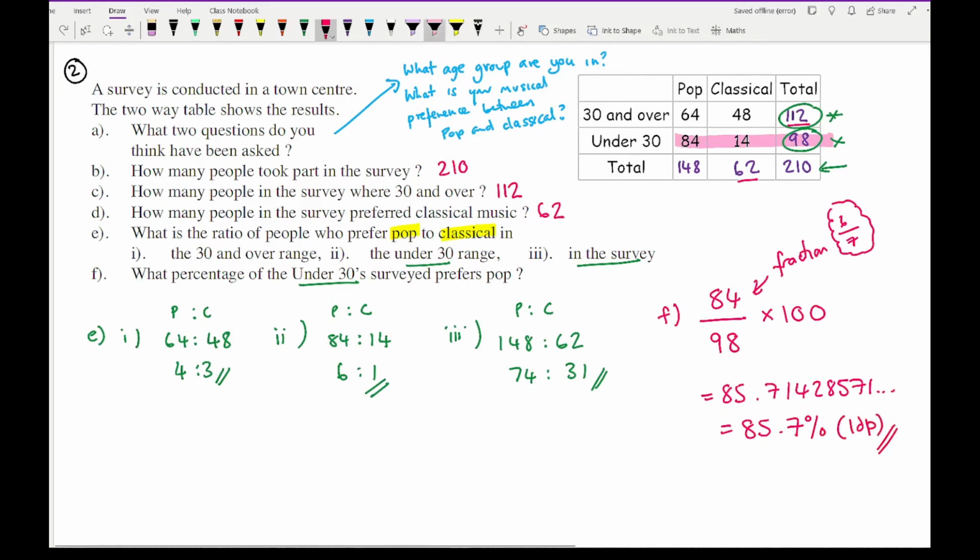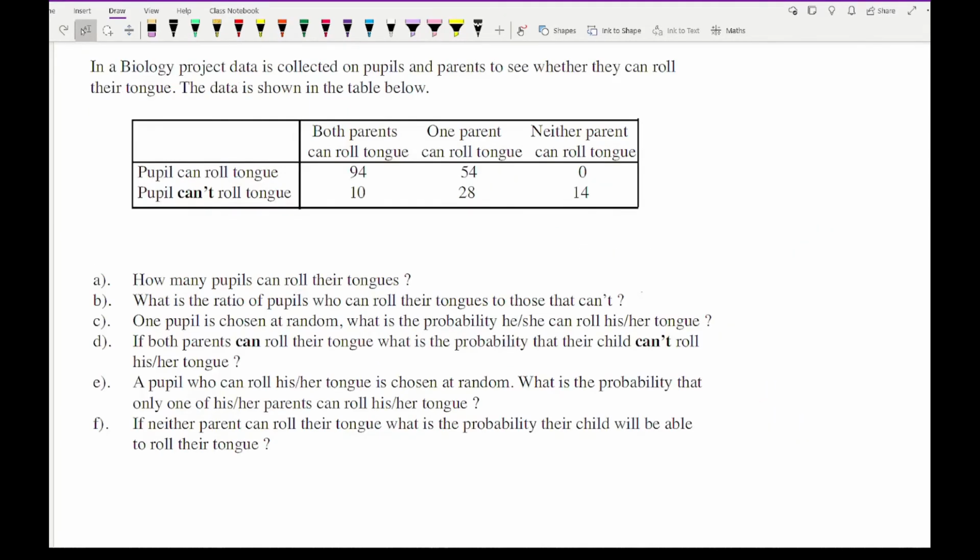So again, if the question did ask me for what fraction of under 30s preferred pop, then I would have to give 6 over 7 or 84 over 98 in its unsimplified version, but 6 over 7 would be the full mark answer. So moving on to our third example, so let's just write number 3 there. It says, in a biology project, data is collected on pupils and parents to see whether they can roll their tongue. The data is shown in the table below.